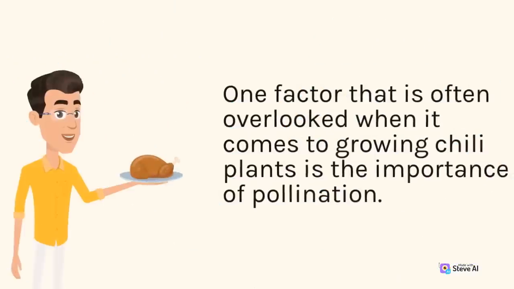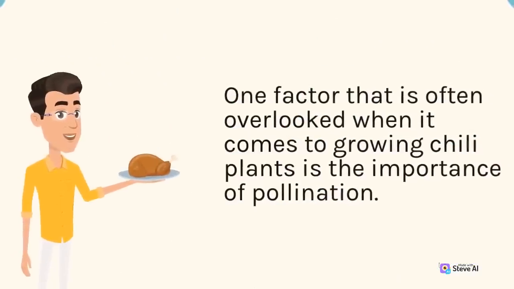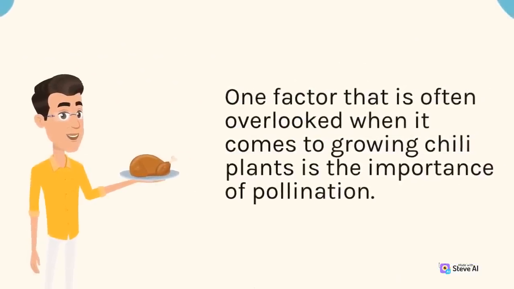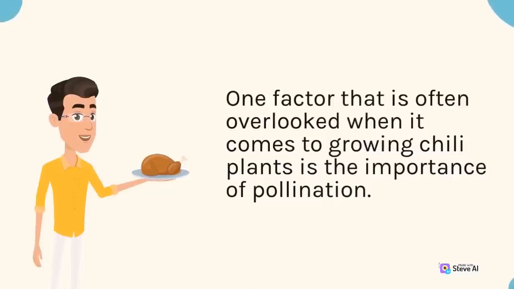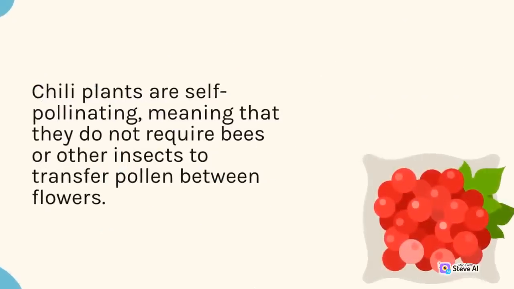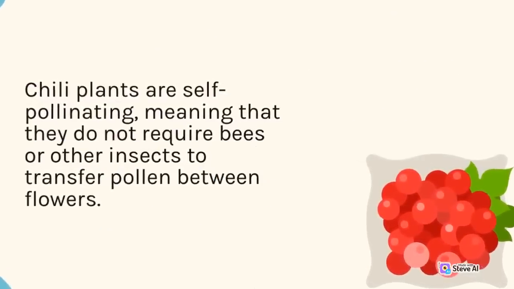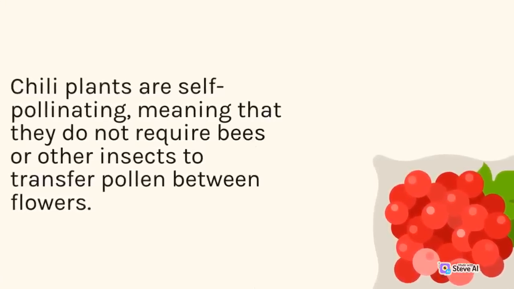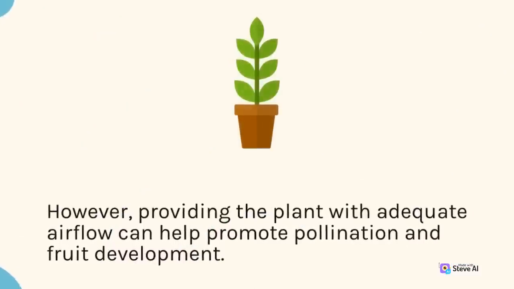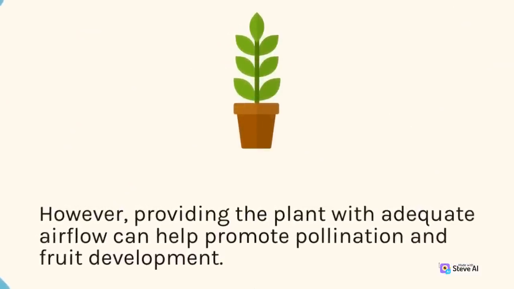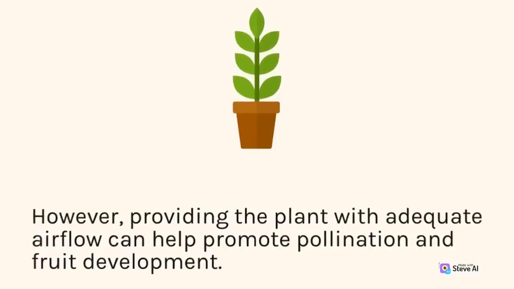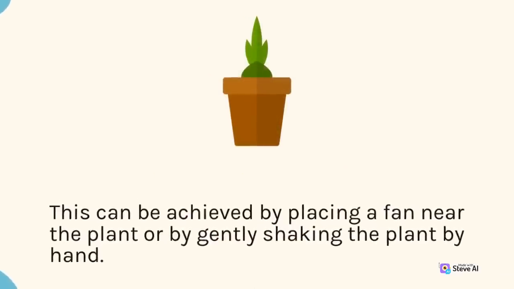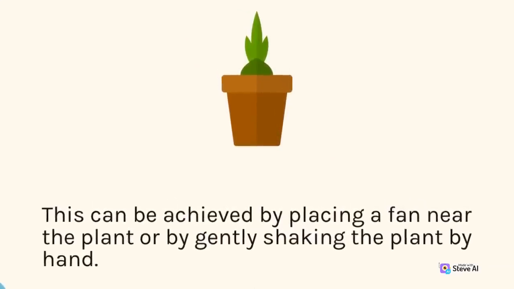One factor that is often overlooked when it comes to growing chili plants is the importance of pollination. Chili plants are self-pollinating, meaning that they do not require bees or other insects to transfer pollen between flowers. However, providing the plant with adequate airflow can help promote pollination and fruit development. This can be achieved by placing a fan near the plant or by gently shaking the plant by hand.